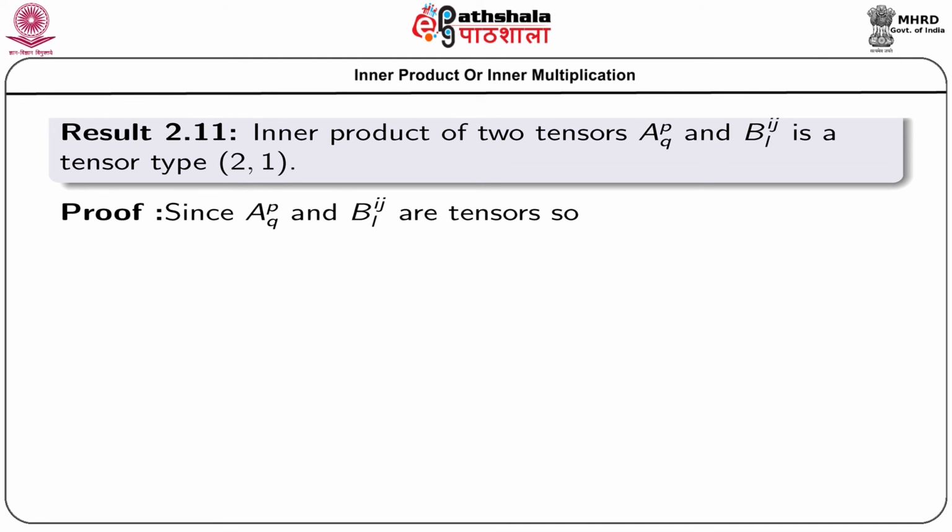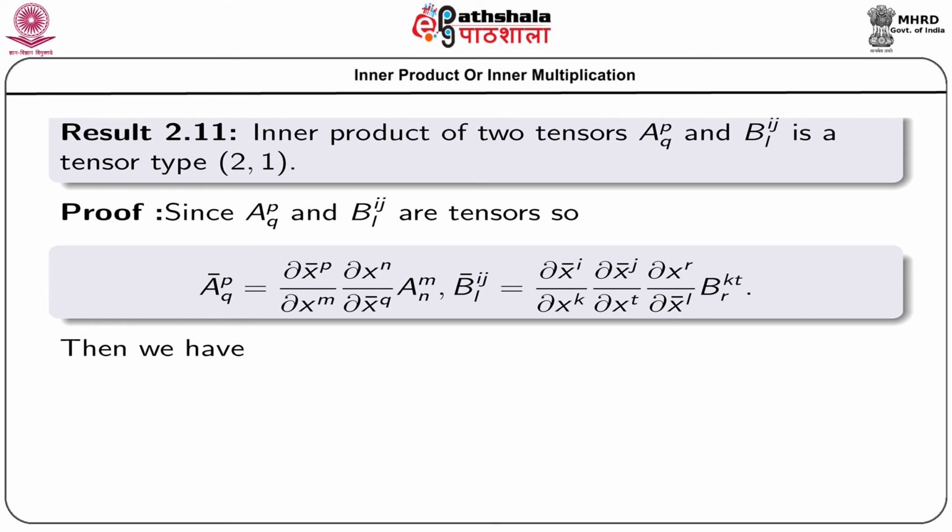Since A^{pq} and B^{ij}_{l} are components of tensors, they follow the transformation rule of tensor quantities. That means A bar^{pq} equals ∂x̄^p/∂x^m ∂x̄^q/∂x^n A^{mn}. This is the transformation rule for A^{pq}. And B bar^{ij}_l can be written as ∂x̄^i/∂x^k ∂x̄^j/∂x^t ∂x^r/∂x̄^l B^{kt}_r. This is the transformation rule for a (2,1) tensor.